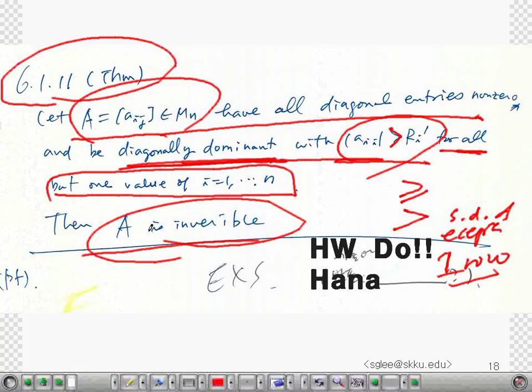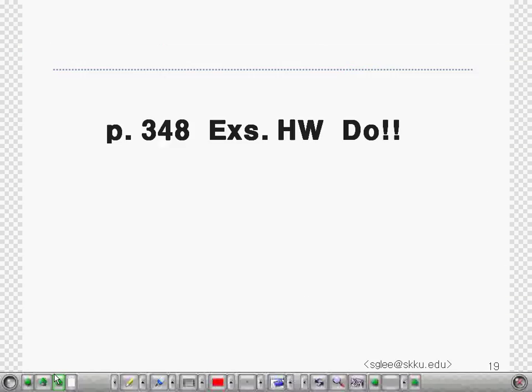This is theorem 6.1. Proofs are exactly the same. We can easily show it. Hana, why don't you try this one? The proof is in here in the book. Okay, it's almost the same as what the Ch6 theorem was proved.